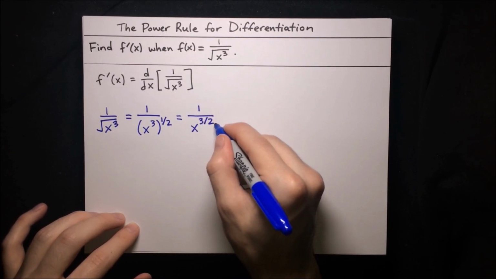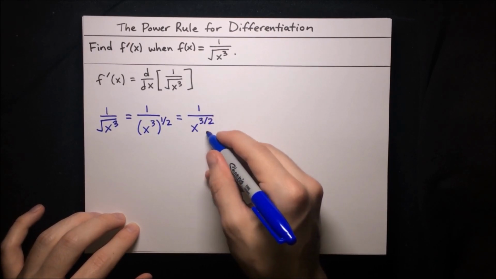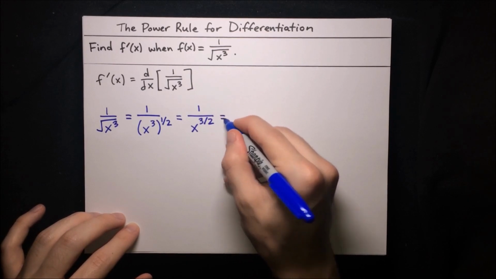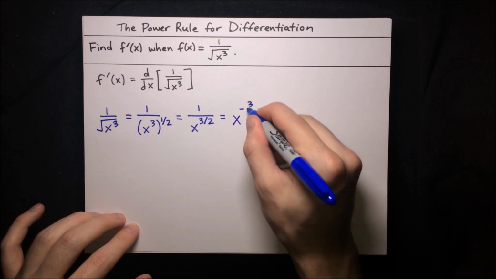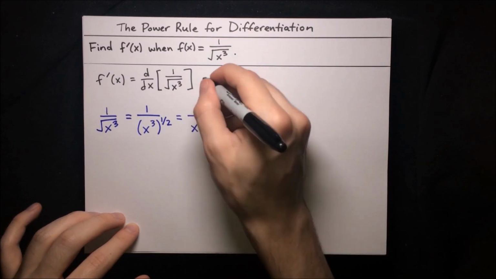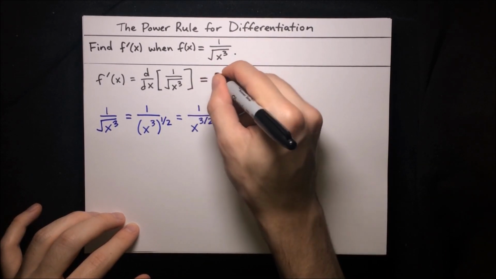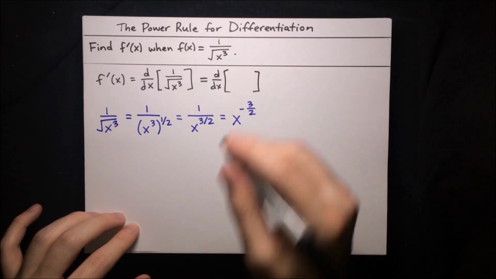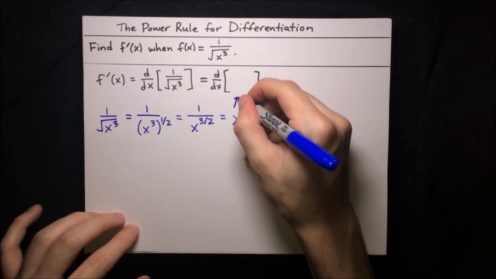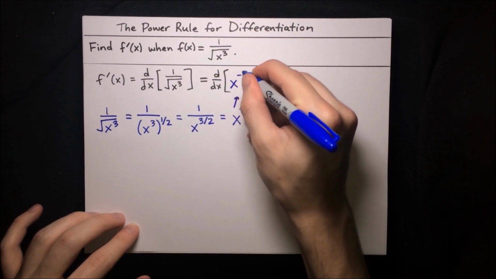So now we're getting pretty close. This is just 1 over x to some exponent, so just make it x to the negative of that exponent, x to the negative 3 halves. So we'll go ahead and plug that result back into our derivative so that we can apply the power rule. Just take that result, put it back up there, x to the negative 3 halves.